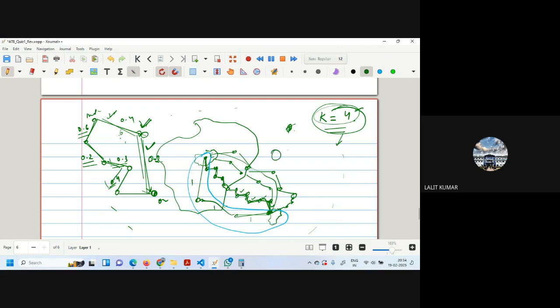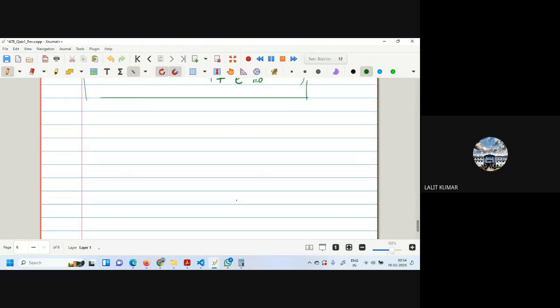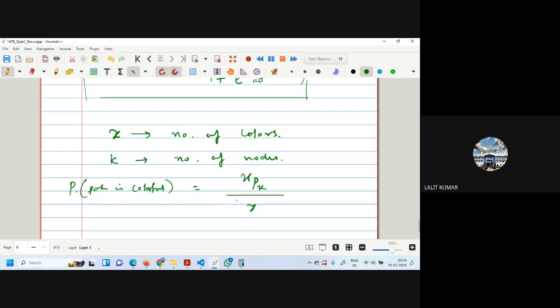If there are 4 nodes, 1, 2, 3, 4, this will be a path only if these colors are distinct. And the formula for this is that the path will be colorful. X is the number of colors, K is the number of nodes, and please remember this formula for the quiz 1. So the probability that a path is colorful is given by the formula X P K divided by X to the power K.